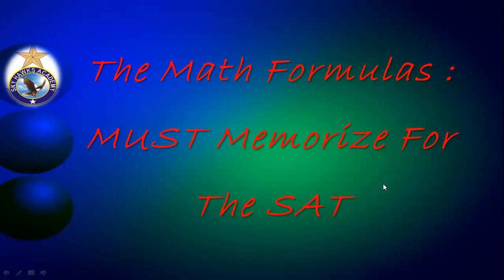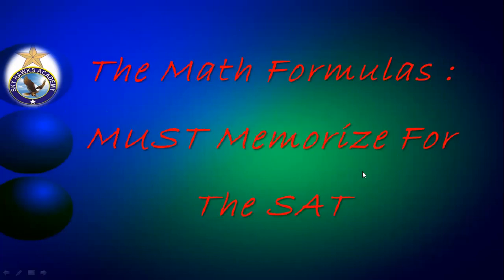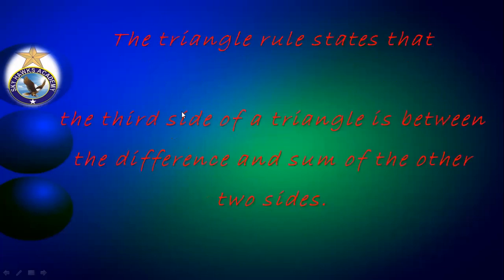Anyhow, this is the second part. The triangle rule states that the third side of a triangle is between the difference and sum of the other two sides. Let's see if you can see my screen. Please read it if you can. Yes, sure. The triangle rule states that the third side of a triangle is between the difference and sum of the other two sides.